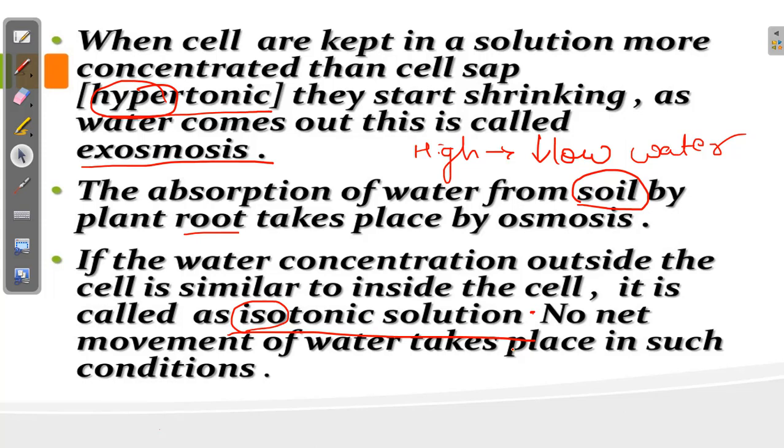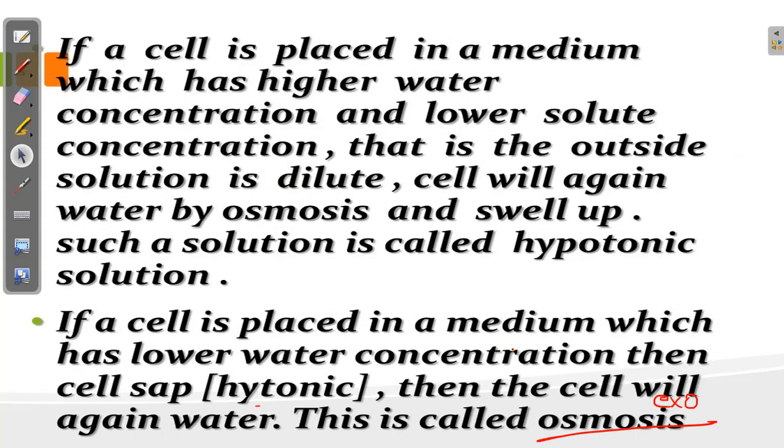So if we take a cell, and the cell is placed in hypertonic solution, what will happen? The cell will shrink. The cell will reduce in size. Why? Because the water outside is less, and hence the water from the cell will go outside, and hence the cell will shrink. And that process is known as exoosmosis.